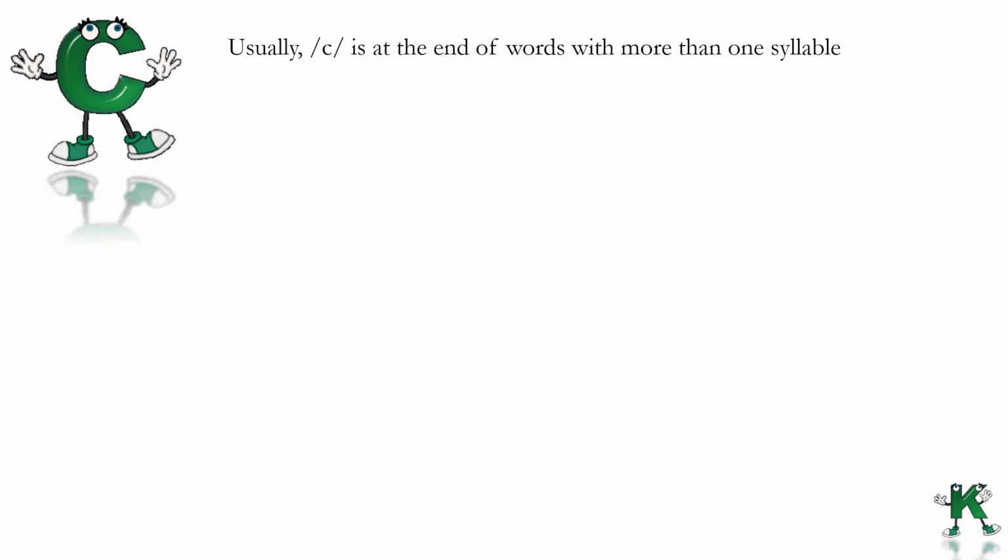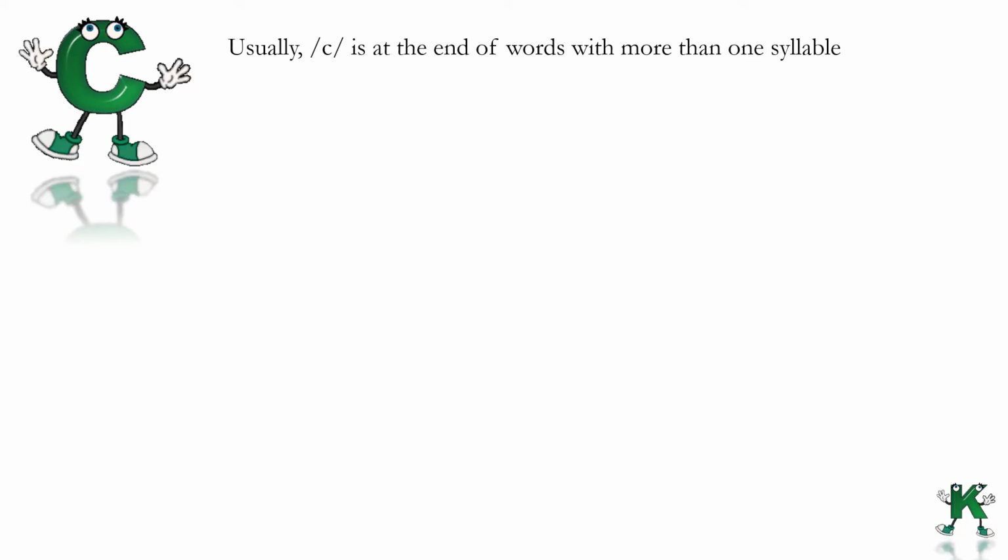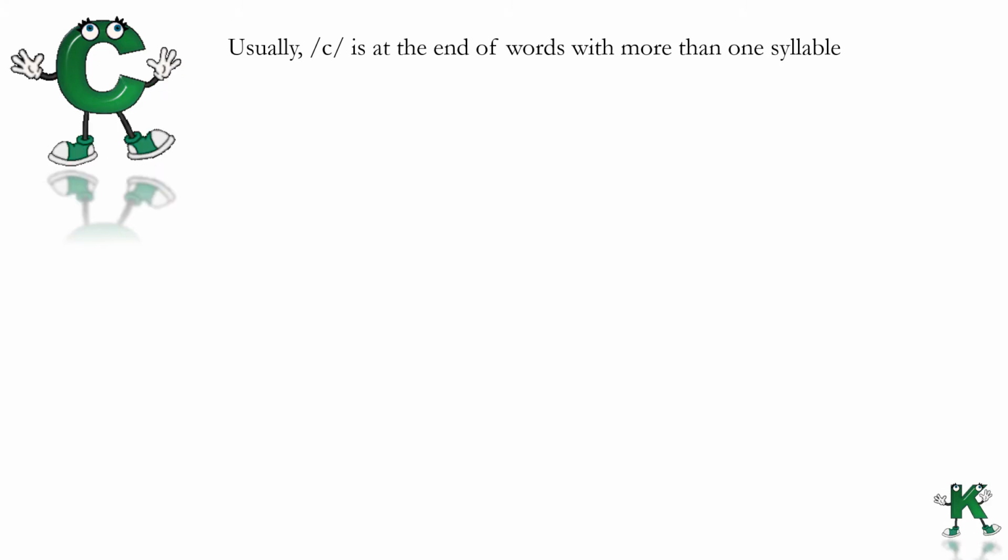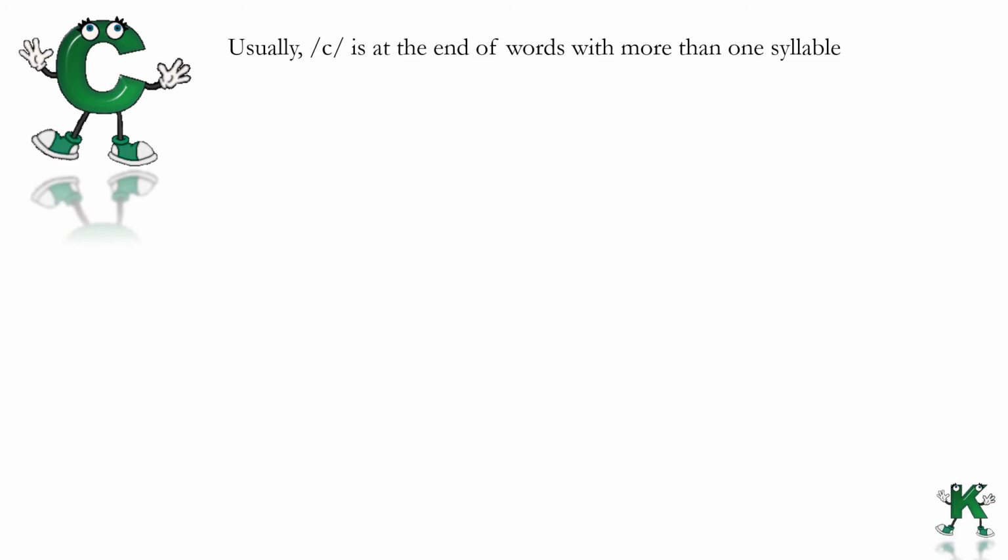Okay, so we'll talk about C first. K is going to wait down in the corner until it's his turn. Now, usually, C is at the end of words with more than one syllable. There are very, very few words that are one syllable and end with C.